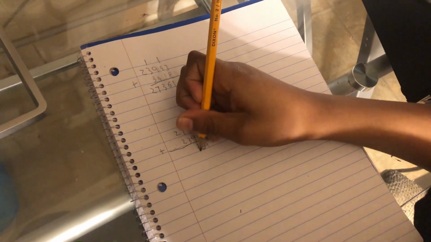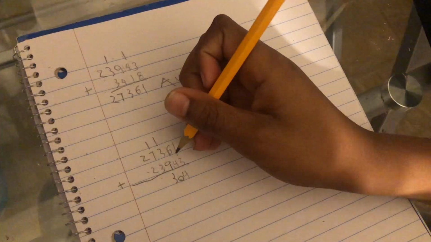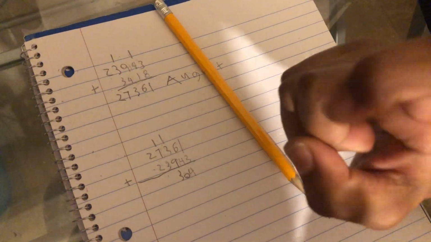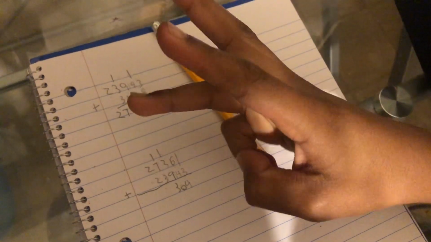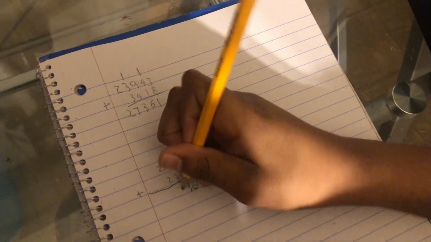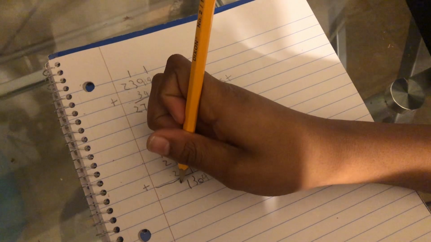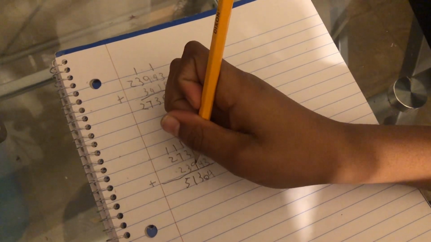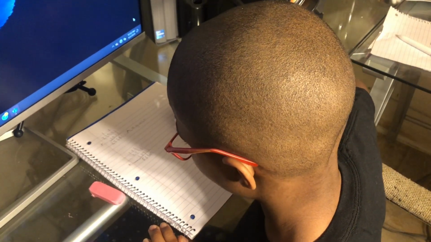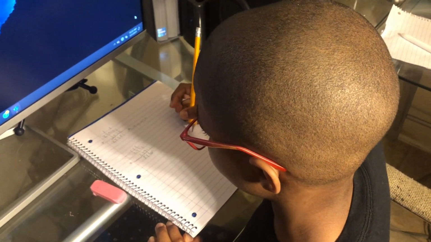The 1 on top of the 7. 10 plus 3. 8, 9, 10. Plus 1, 11. And another 1 on top of the 2. 2 plus 2 equals 4. So now plus 1, 5. I got 51,304. So choice D is correct.